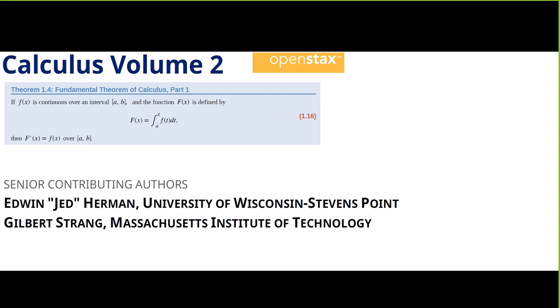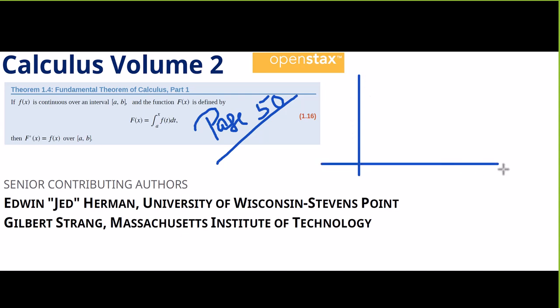So let us take up the fundamental theorem of calculus part 1, as described on page 50 of your textbook. What it says is this: if you have a continuous function of x over an interval a, b, and here they mean a closed interval. In this case we are different.